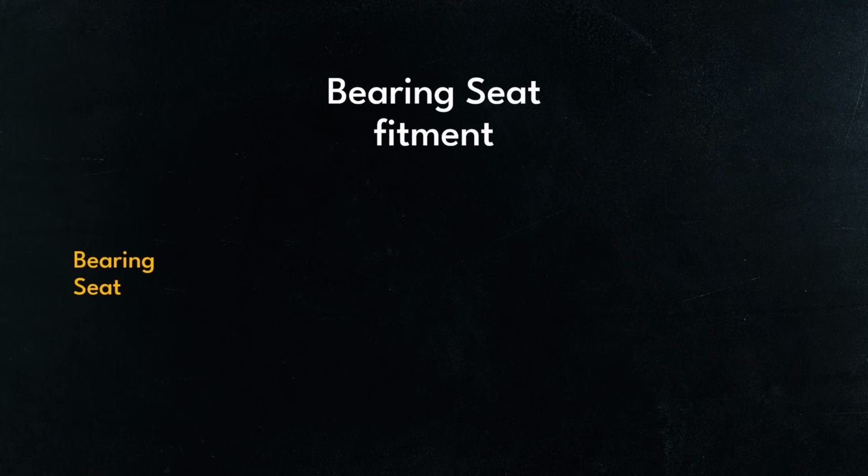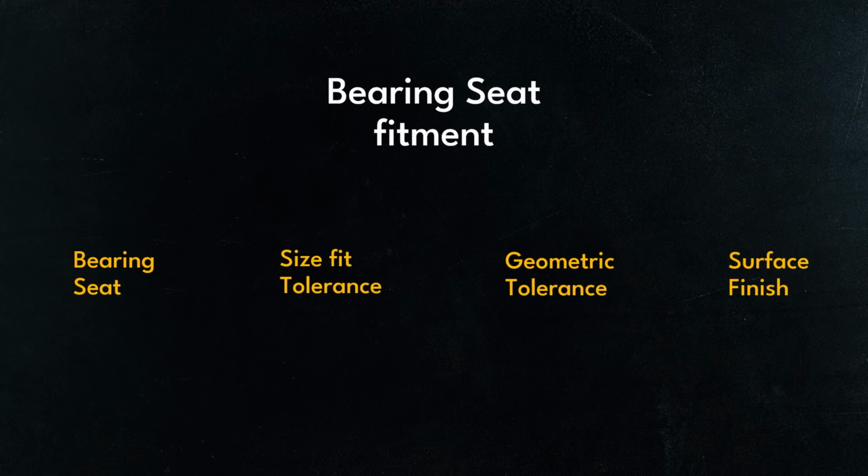So let's first deeply understand the bearing seat itself. And then we will go for selection of fit and tolerance of the bearing seat, and then total runout of the bearing seat, and also why we should control the total runout of a bearing seat, and then how to select the surface finish for a bearing seat. So what is a bearing seat?